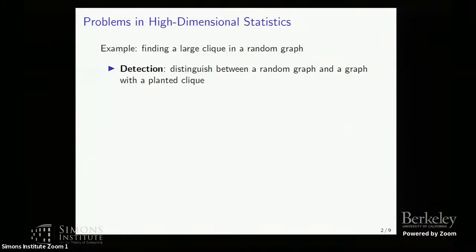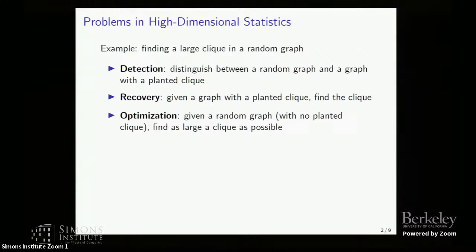So detection means I give you a graph. Either it's just a random graph, or it has a planted clique in it, and you have to tell me which one it was. We could also talk about recovery. That means I give you a graph with a planted clique, and you actually need to find the vertices of the clique. Or we can talk about optimization. This means I give you a random graph with no planted clique, and you just have to find the largest clique, as large a clique as you can.